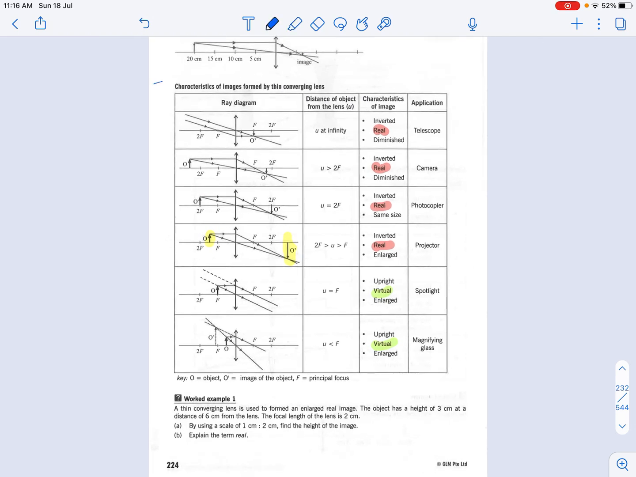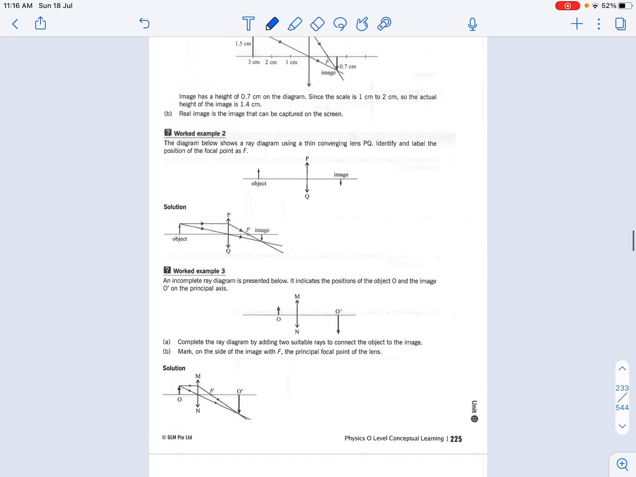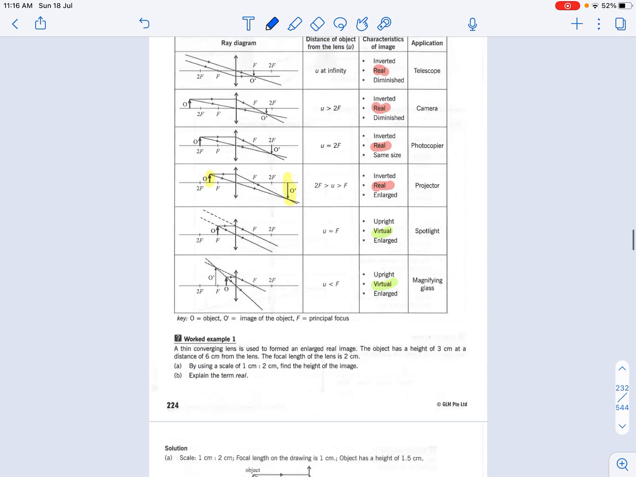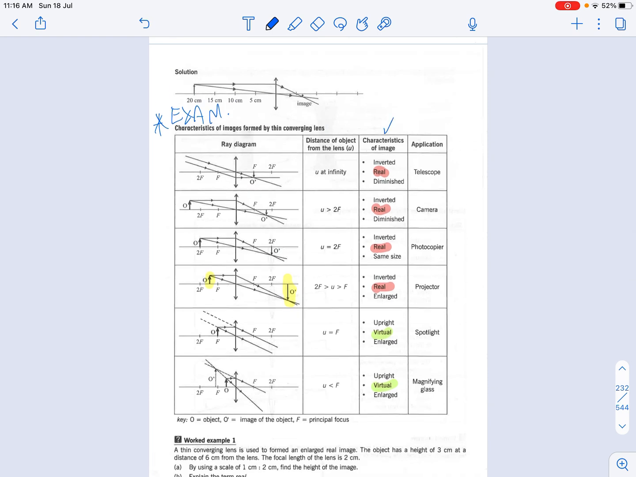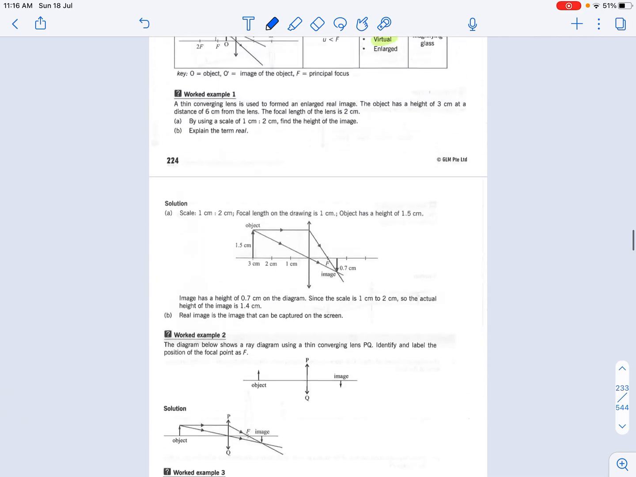So this one, very important, you have to remember it during examination. Okay, and most of the questions require you to go about drawing, if not explaining what the characteristics are, followed by the applications of it.